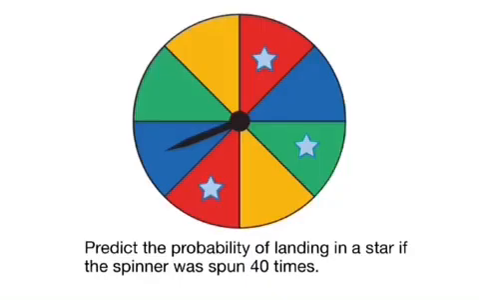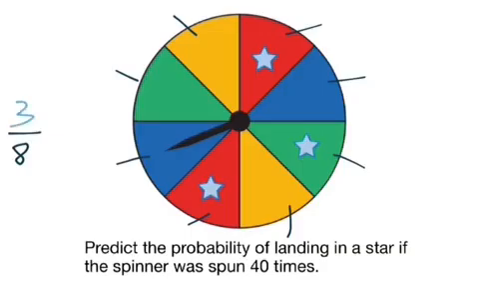So the first thing we need to do is find the basic probability if we spin this spinner one time. We have the spinner. We have 1, 2, 3, 4, 5, 6, 7, 8. We have an 8-sided spinner, and we want to land on the star. Well, three of the sides have stars in them. So the basic probability if we spun the spinner one time is 3 out of 8 that we would land on a star.